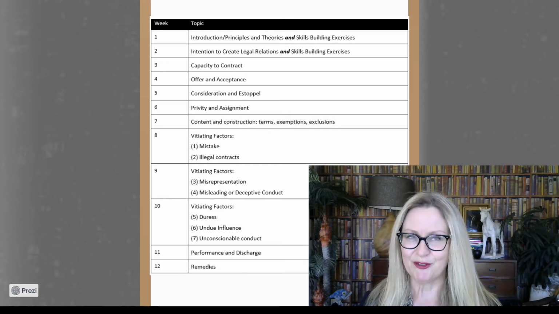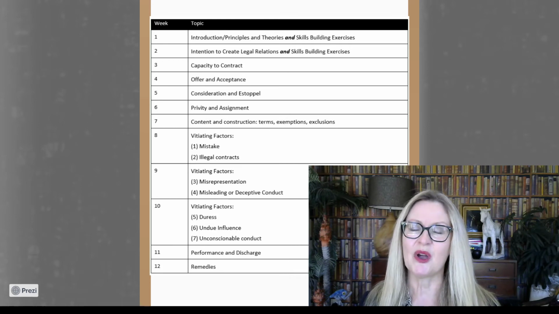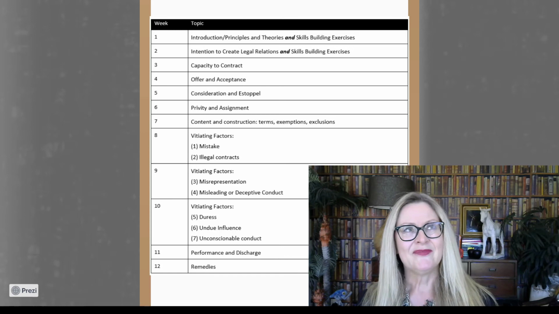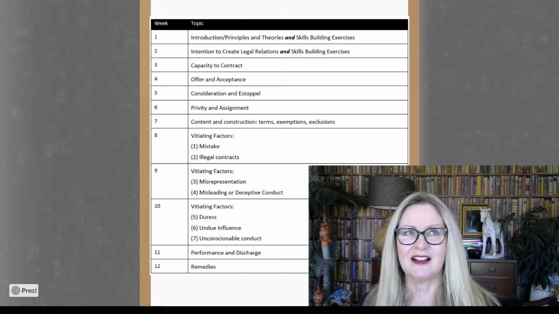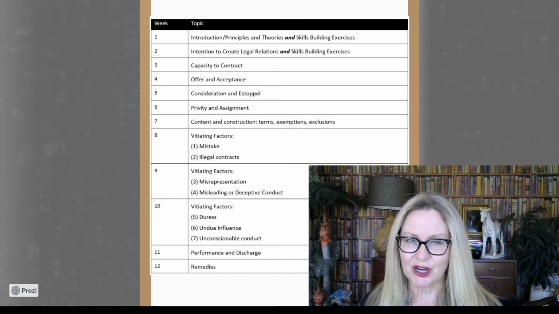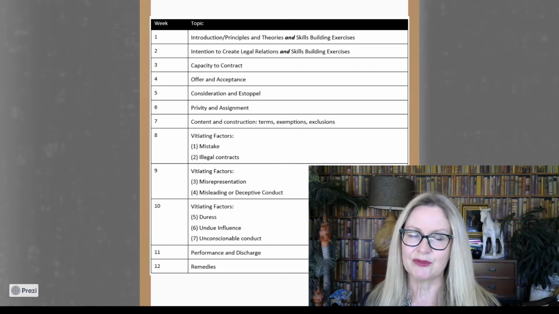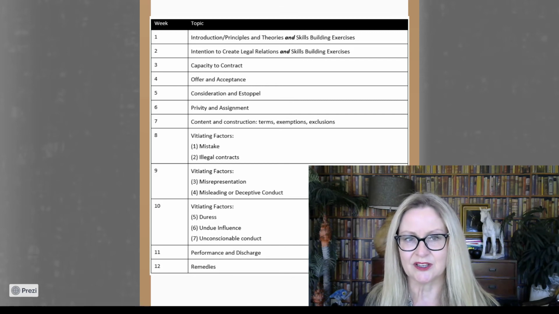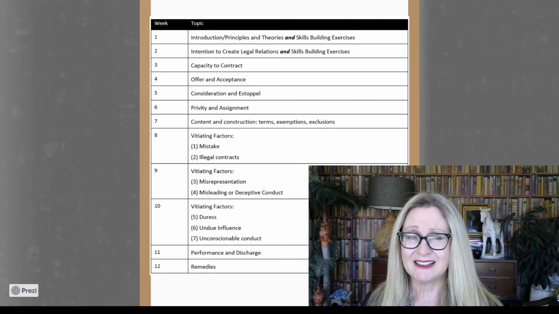Week 4 is offer and acceptance, and these two, you will remember these for years to come, I hope you do. And offer and acceptance are the first of what I call the holy trilogy of the 3 fundamentals that lie at the heart of contract law: offer, acceptance, and consideration, which is week 5. So weeks 4 and 5 are really the heart of contract formation.